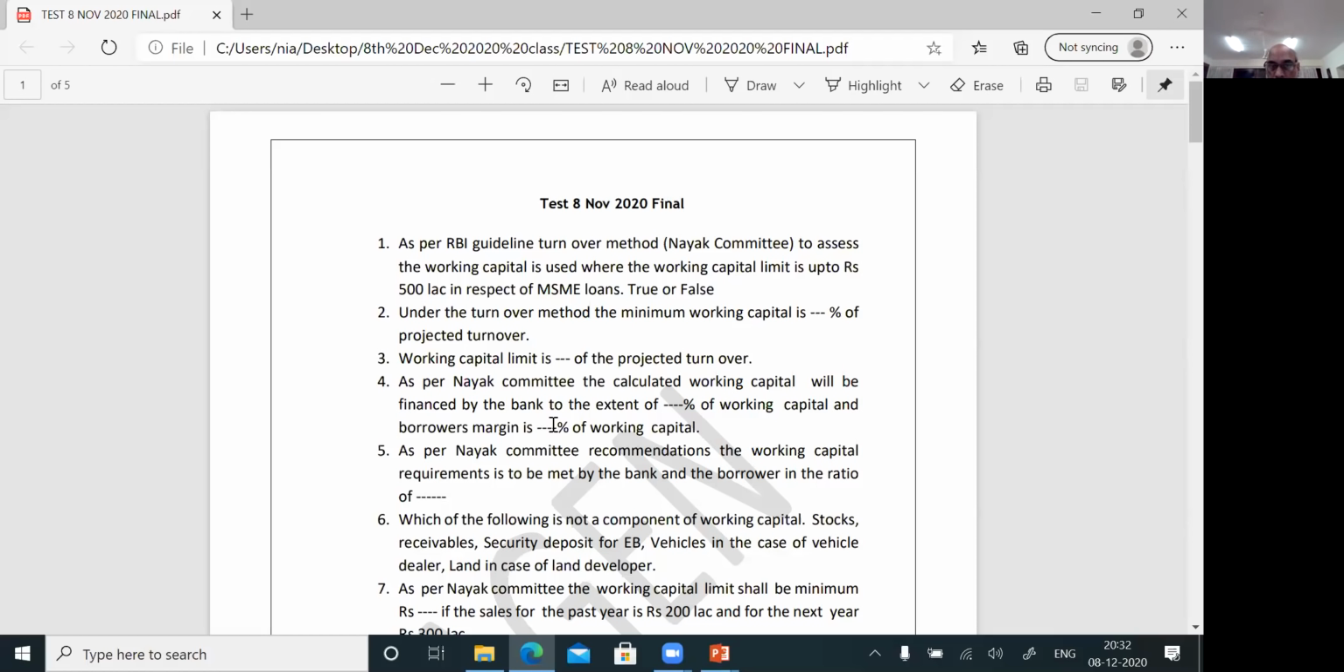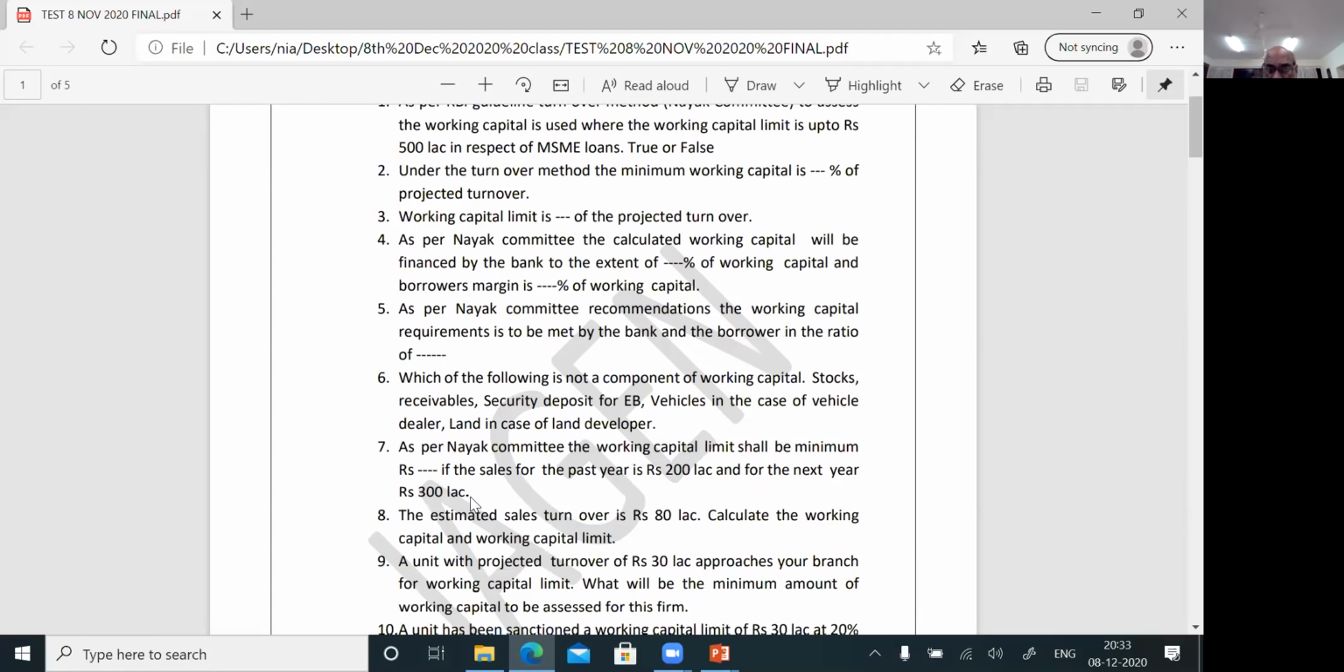Okay, so question number 4: as per the Nayak committee, the calculated working capital will be financed by the bank to the extent of 80% of the working capital, and the borrower's margin is 20% of the working capital, 4:1. As per Nayak committee recommendations, the working capital requirement is to be met by the bank and the borrower in the ratio of 80:20 or 4:1. Question number 5, answer is 80:20 or 4:1.